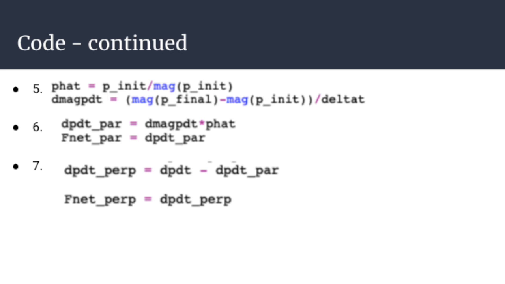Now, for F net perpendicular, we are going to use a different method to get this value. Since we already know the value of dp dt and dp dt parallel, we know that dp dt parallel plus dp dt perpendicular equals dp dt. We can just subtract dp dt parallel from dp dt to get dp dt perpendicular. And lastly, we just set F net perpendicular equal to dp dt perpendicular.